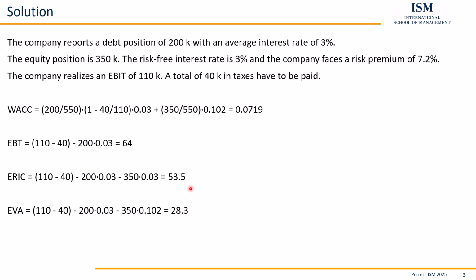And this, as I said, usually is the case. We have the EBIT, then the NOPAT, which is usually smaller because we account for taxes. Then we have the EBT, since we account for the cost of debt. Then we have the ERIC, where we account for the minimum cost of equity. And then we have the EVA, the smallest value. We account for two types of costs of equity, the risk-free part and the risk premium part, or the risky part. Well, that's everything on this exercise.